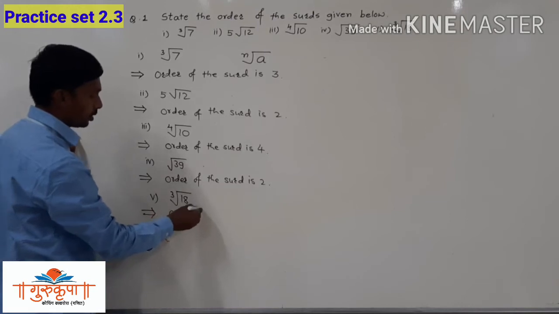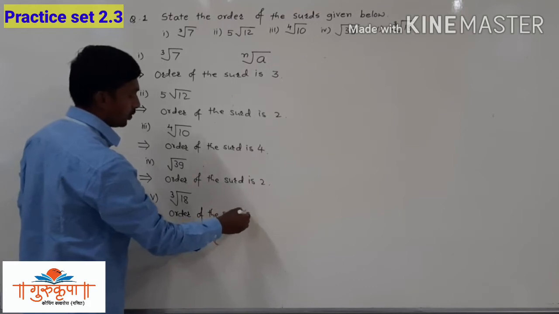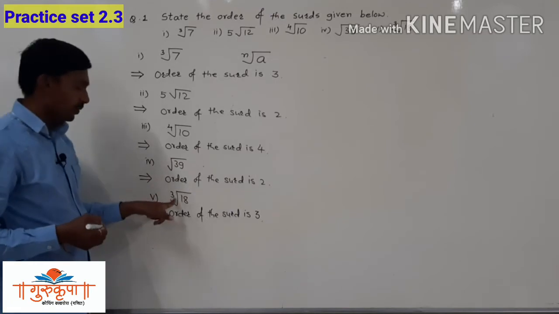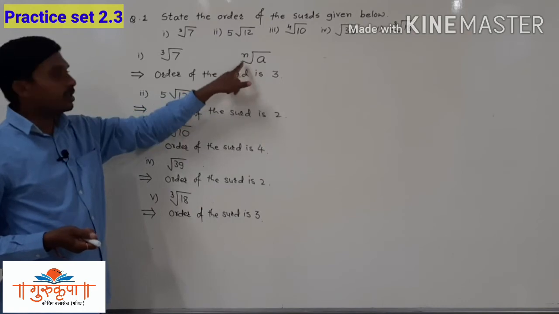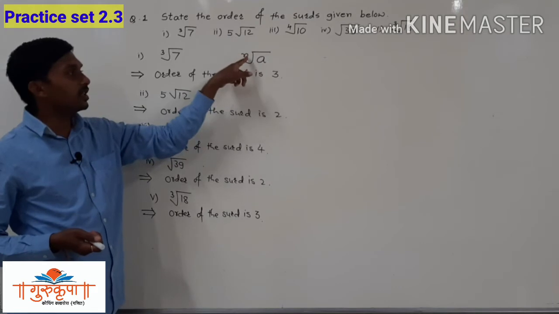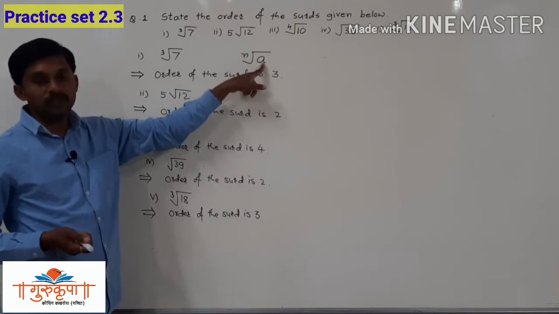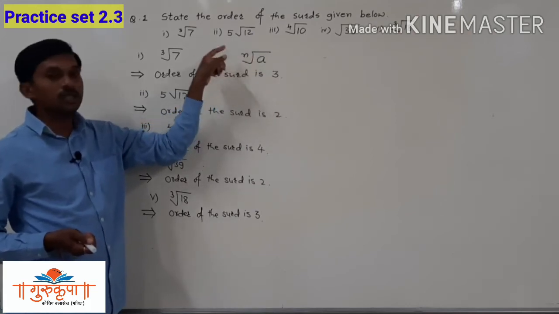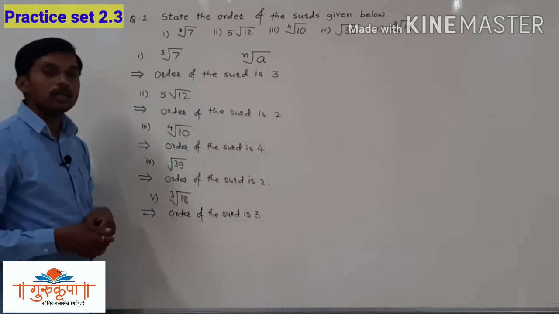The order of the surd is 3 since we have cube root of 18, and in place of n we have 3. So, this is very important. If nth root a is an irrational number, then it is called a surd, and here n is the order of the surd. A is a positive rational number which is also called the radicand, and this is the radical sign. These three things are very important, so you have to remember all of them.